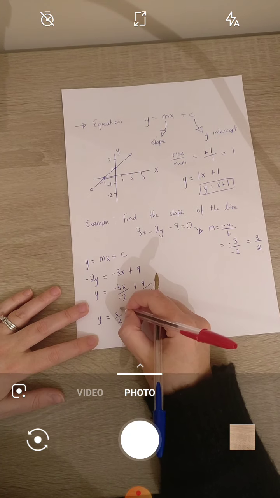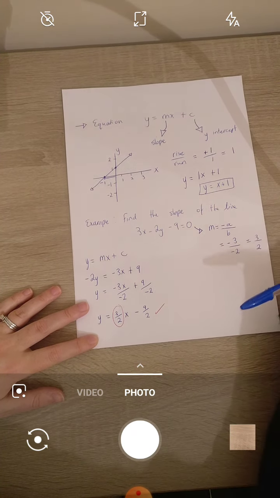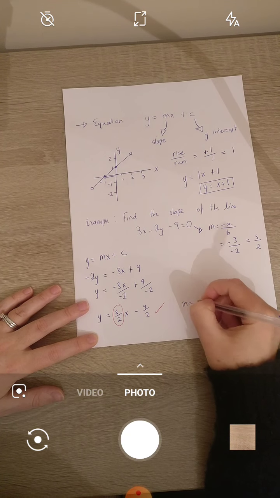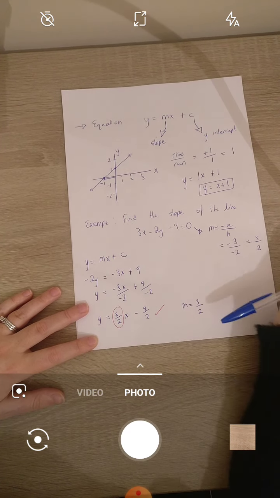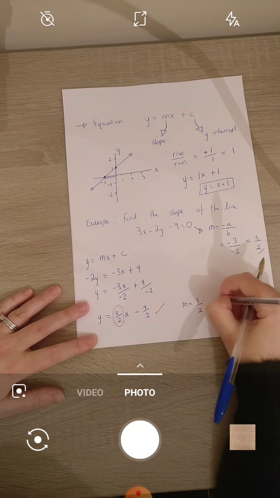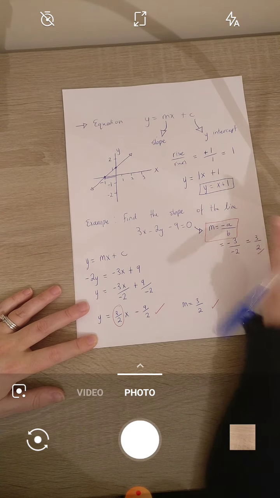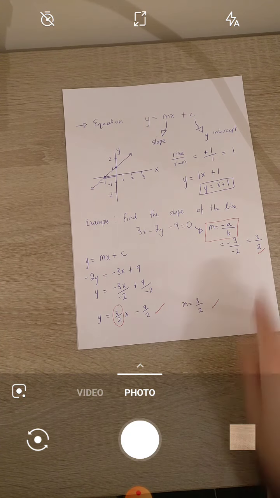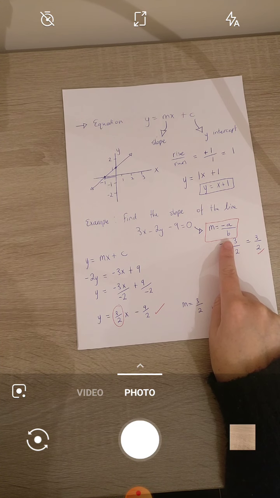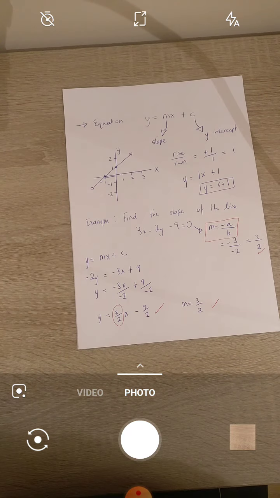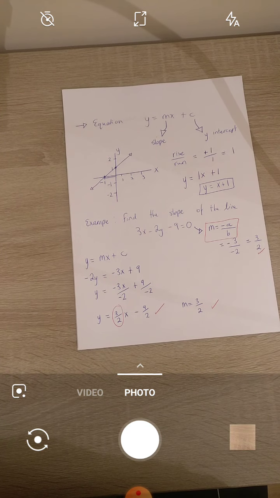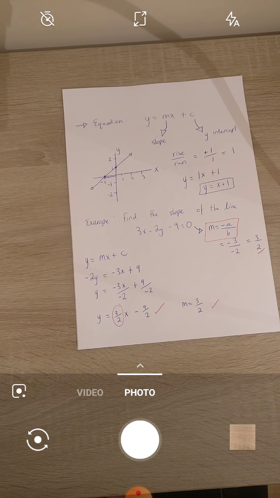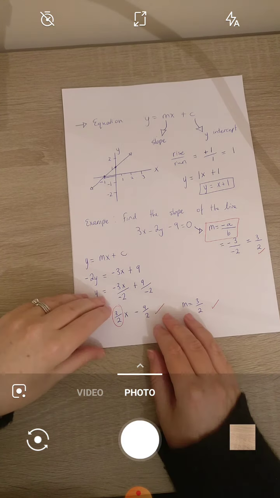Okay, and if we look at the slope, we get m equals 3 over 2, which we had already found by using this. Okay, so again, you can just use this because it's much more efficient, but they may ask you first of all to rewrite the line in the form y equals mx plus c, and then to find the slope from there.